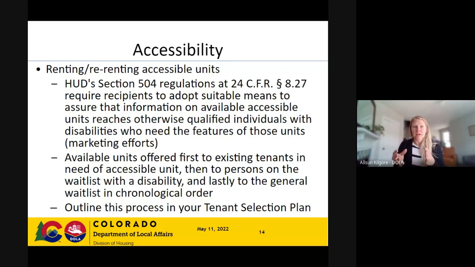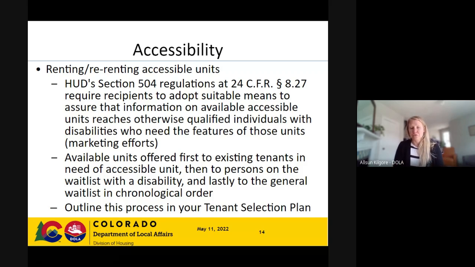So then after that would be persons on the wait list with a disability. And then lastly, if you don't have anybody on your wait list with a disability and you don't have any tenants that need that accessible unit, then you would offer the unit to the general wait list in chronological order.